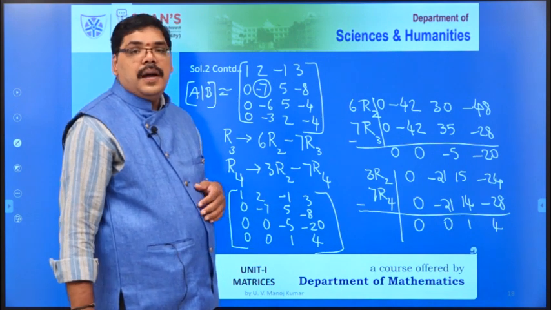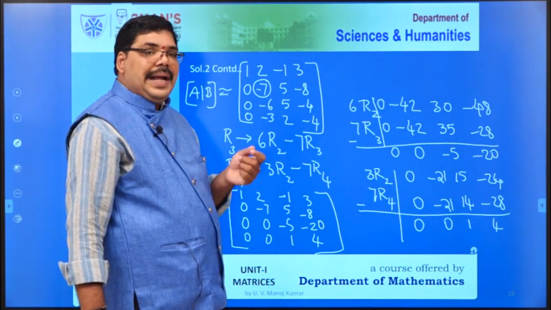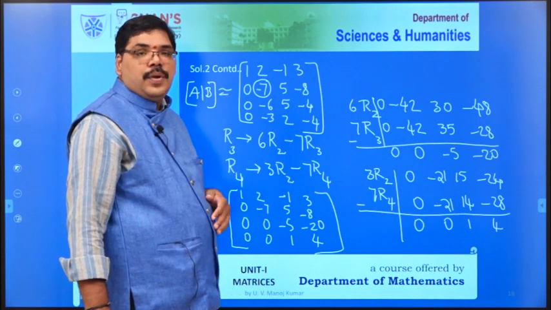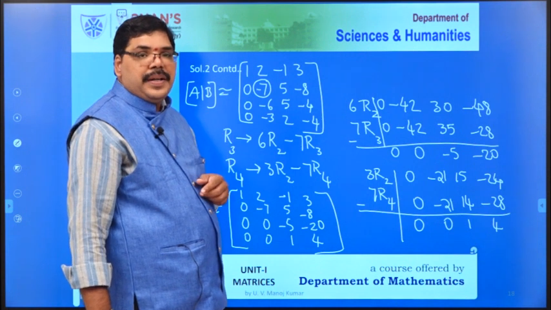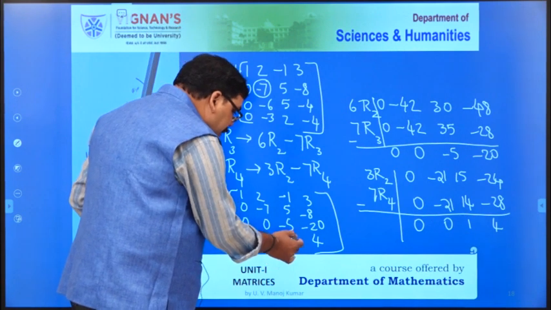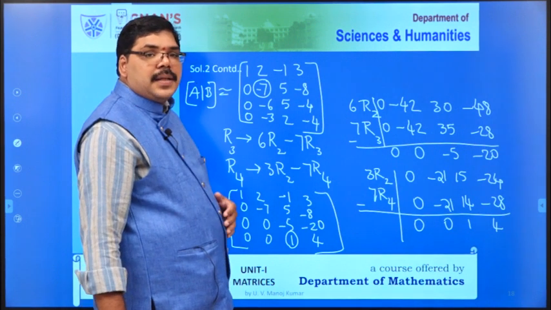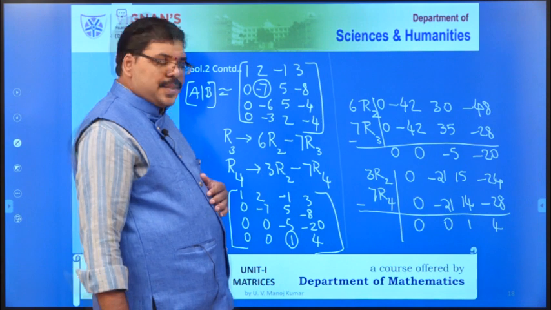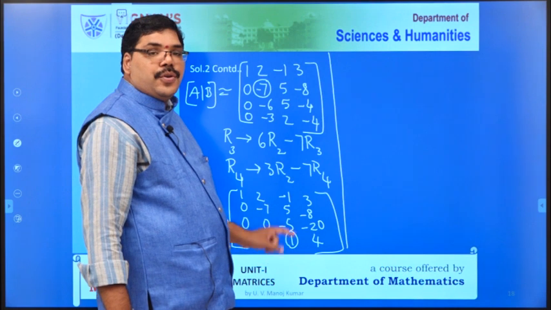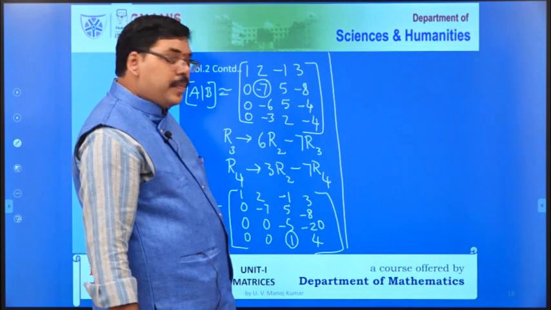What is our aim? Our aim is to reduce the augmented matrix into echelon form. Is this matrix in echelon form? No. We want to change one more element into 0. What is that element? This element I want to convert into 0. For that, we will apply row operations again. Now, we want to reduce 1 in the fourth row into 0. So, for that, we apply the row operation.